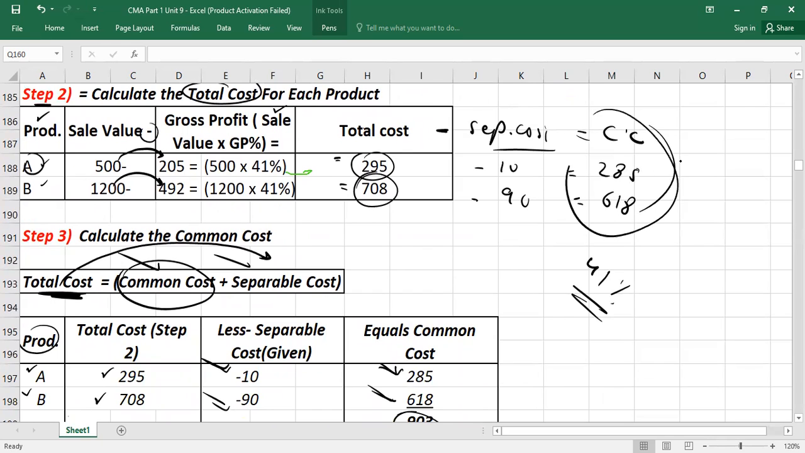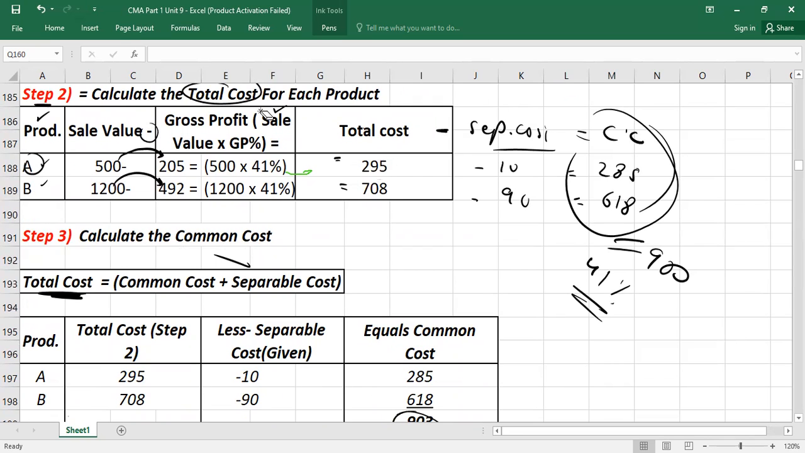Actually, this is the common cost, and make sure this should be equal to the total common cost. Understood? I hope it is clear. Please take a note of this, and then we will study something about byproduct costing, and then we'll do the practice question for you. Take a note of this, guys.